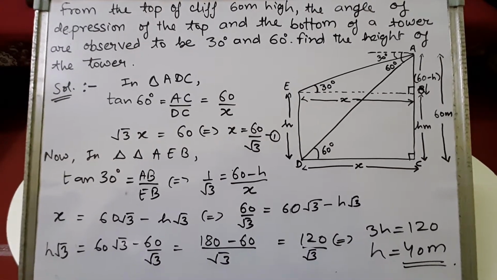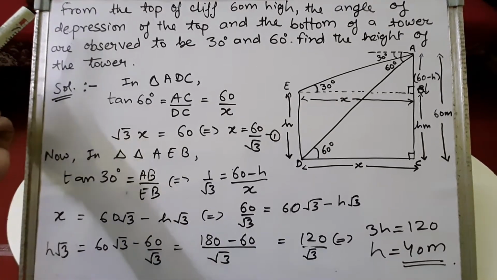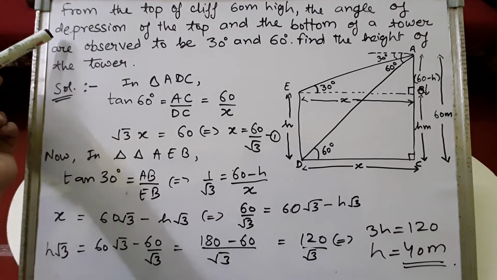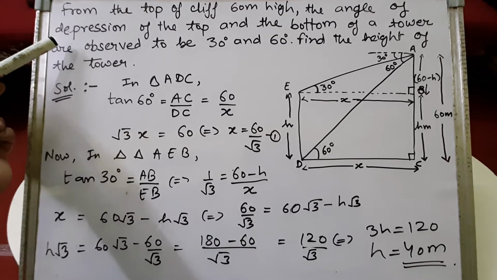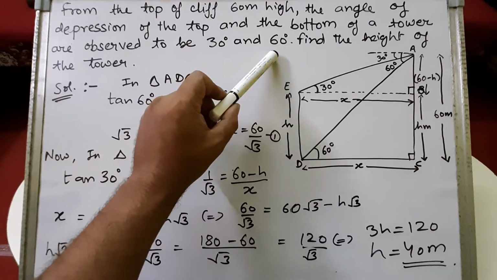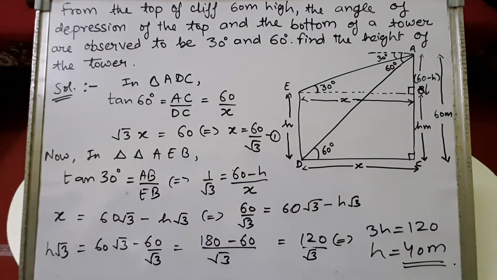Let's see another sum, children. In this sum, it is given that from the top of a cliff 60 meters high, the angles of depression of the top and the bottom of a tower are observed to be 30 degrees and 60 degrees. That means on watching from the top of the cliff, when the top is watched, the angle of depression is 30 degrees, and when the bottom is watched, it is 60 degrees. Find the height of the tower.